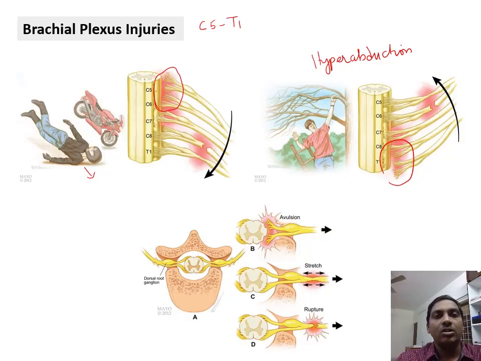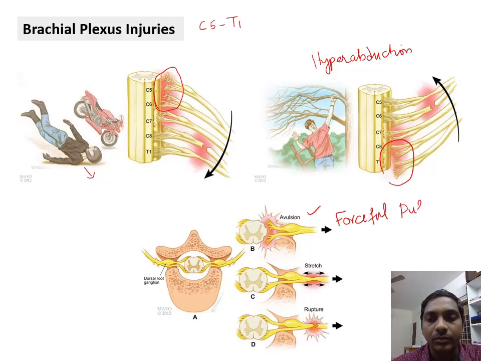So there are three common types of brachial plexus injuries. Number one is avulsion. Avulsion is nothing but forceful pulling or tearing. The next one, as the name dictates, is stretching. And finally rupture, which is known as rapid knockoff. Pulling causes rupture.